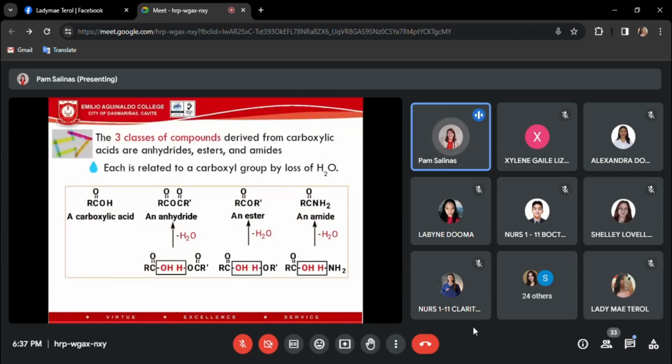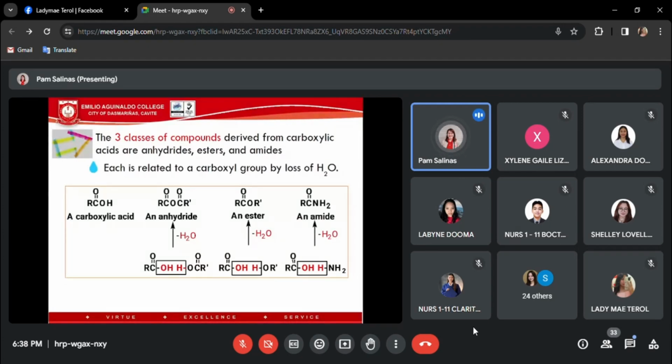The amide is easy to identify, because the amide includes the R, C double bond O, NH2. NH2, amino. Can you remember the amino group from earlier, NH2? So we have R-C double bond O-NH2. I would like you to remember the functional groups.